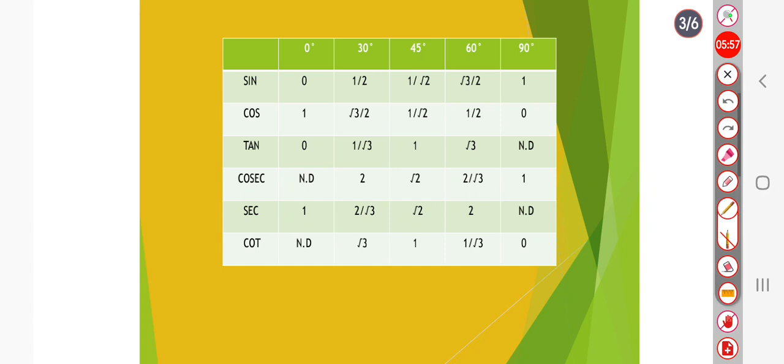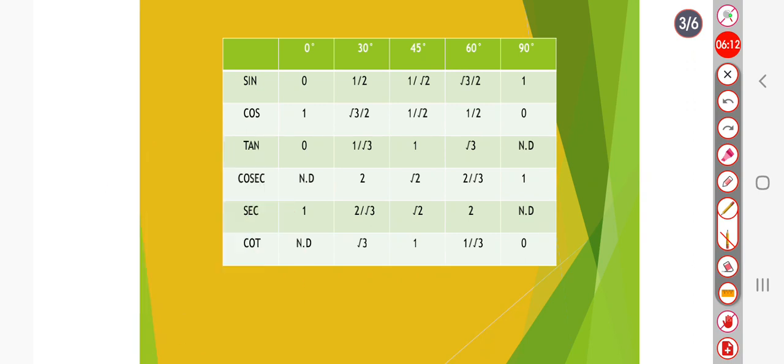Then for tan 45, again sin by cos, sin 45 by cos 45. So 1 by root 2, the whole by 1 by root 2, the same. So that will be 1. That's what the value of tan 45 is, 1.